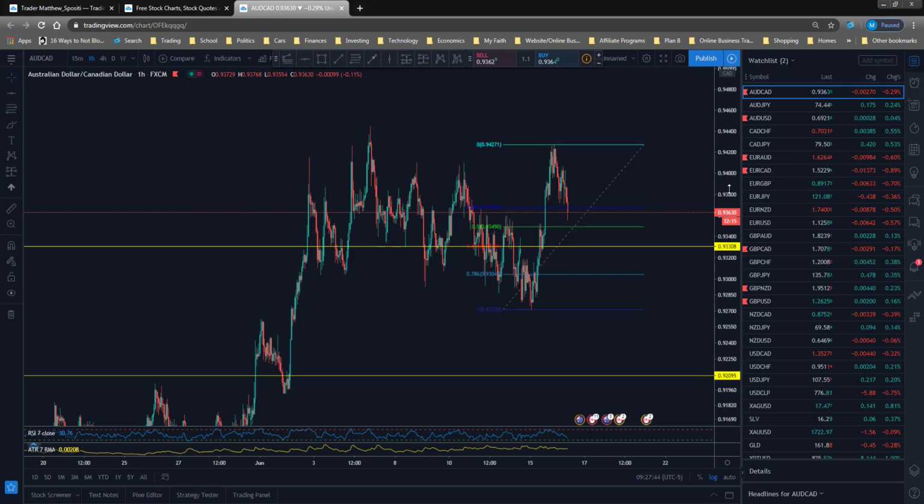Now, I haven't traded this with live money yet, and I have backtested this over three different currency pairs, the Aussie CAD, the Aussie USD, and the CAD Swiss. So far, they all have a positive expectancy.